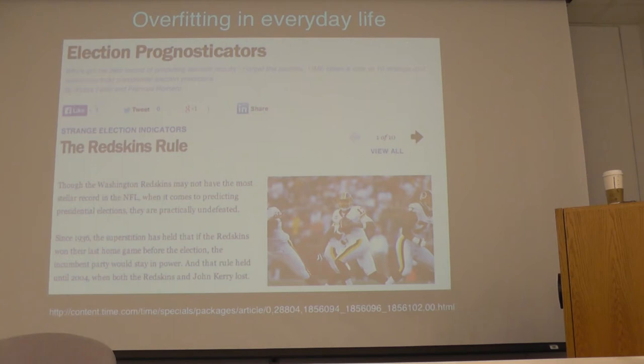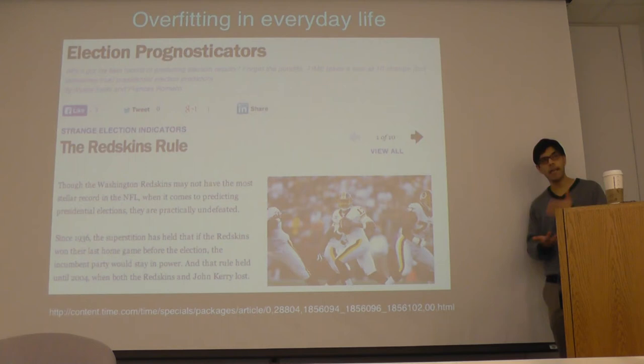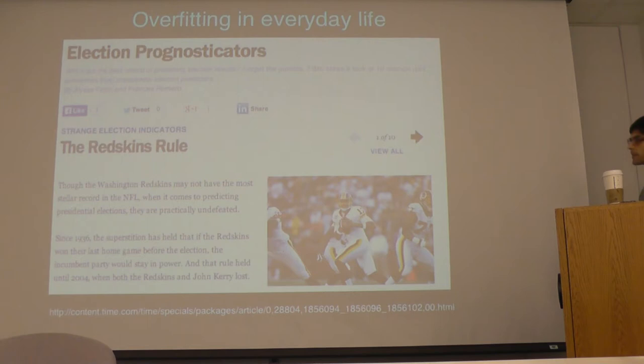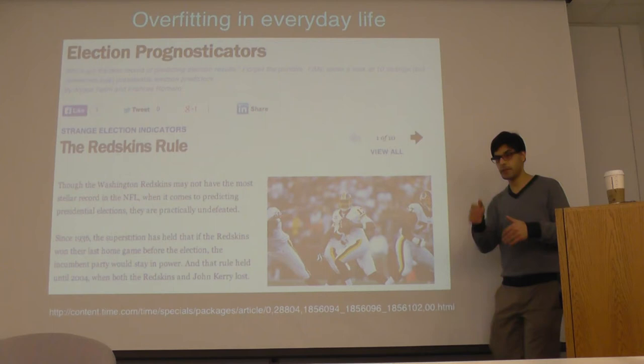This article is obviously written tongue-in-cheek, but if you were to try to explain what exactly is wrong with using whether the Washington Redskins win at home to predict the presidential election, apart from the fact that it seems silly, it's actually not that easy to say. But what's wrong with it is that it's overfitting. There are a million patterns out there in the world, and it's hunting around through lots and lots of patterns, and then, oh, I found one that happens to fit.